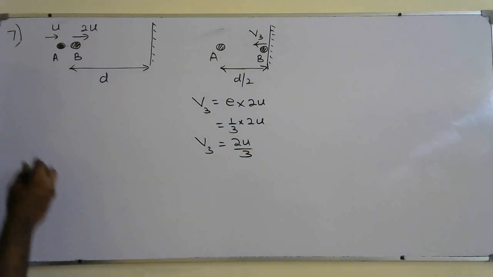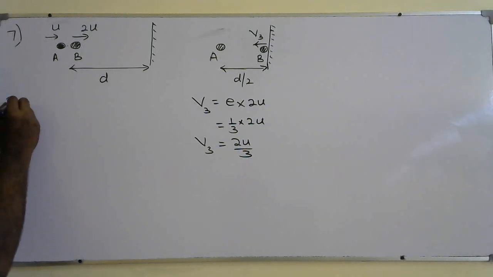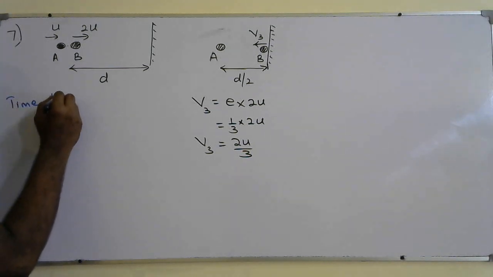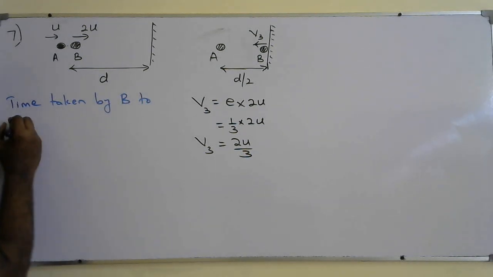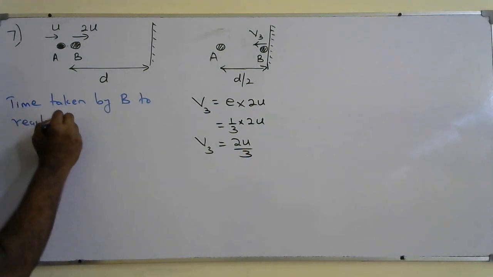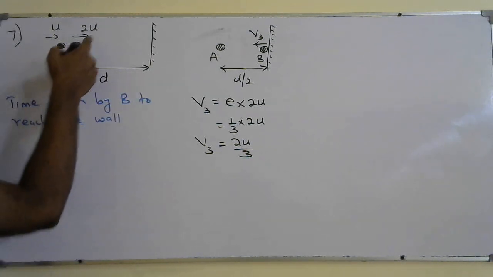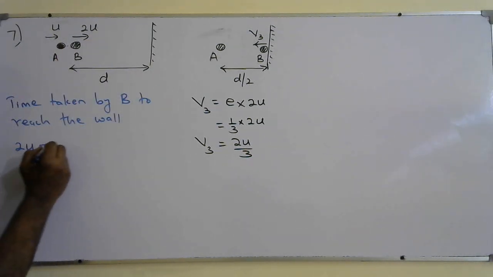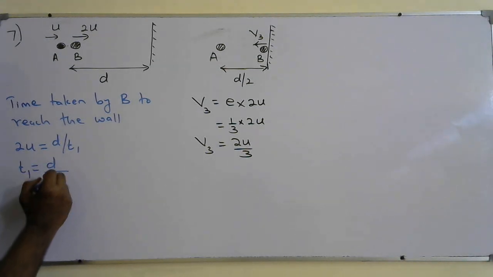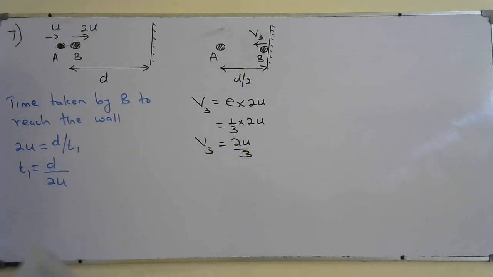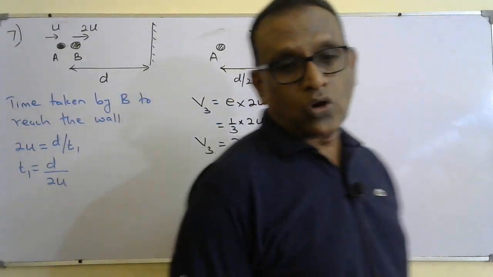Time taken by B to travel to A, time taken by B, it's moving at constant speed. We know speed equals distance over time. So T1 will be D over 2U. So that's the time taken by the ball B to reach the wall.